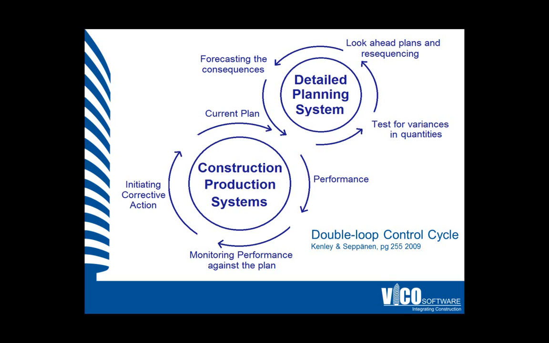This requires an extra loop in the double loop learning model, which enables forecasting progress and then forming detailed plans in the form of look-ahead plans. The plan should only move through to execution when forecasts are acceptable for production.